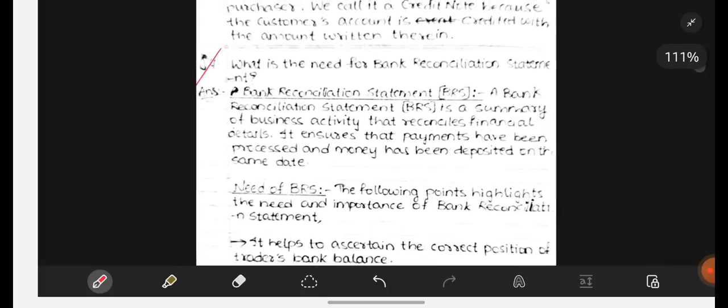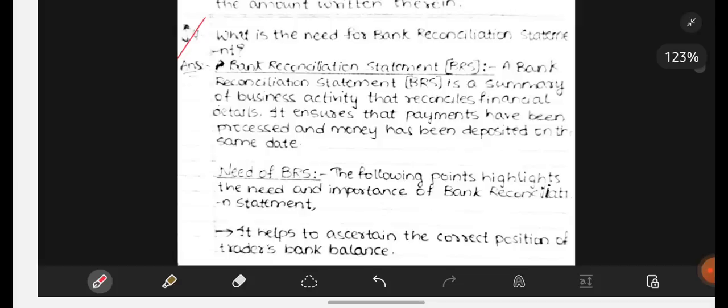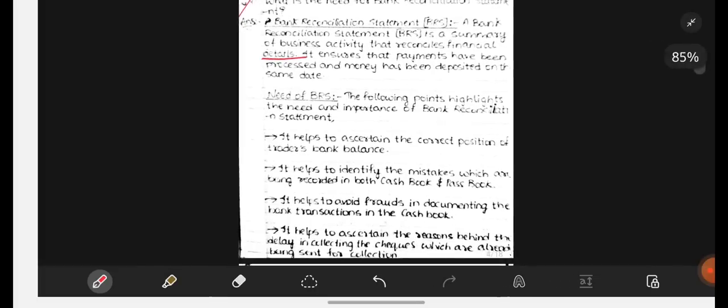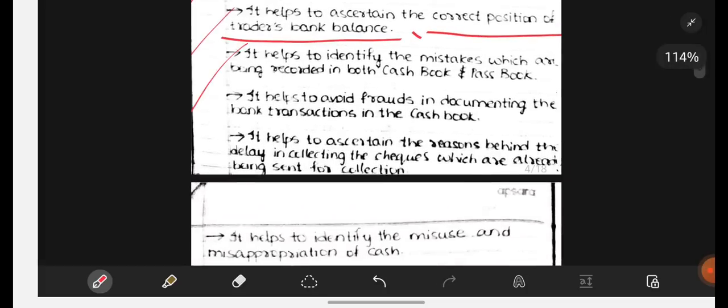What is the need for bank reconciliation statement? BRS. So what is BRS? First you need to write: a bank reconciliation statement is a summary of business activity that reconciles financial details. What is the need of BRS? It helps to ascertain the correct position of the trader's bank balance. It helps to identify the mistakes which are recorded in both the cash book and passbook.